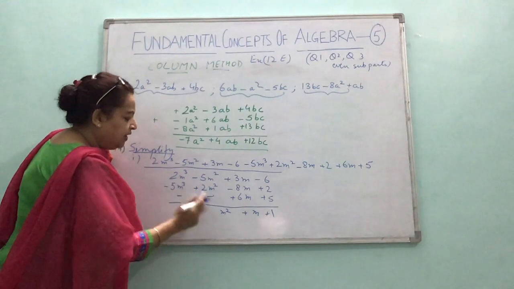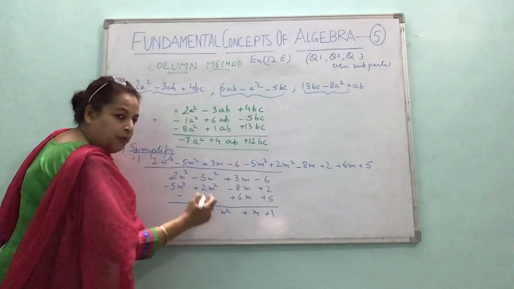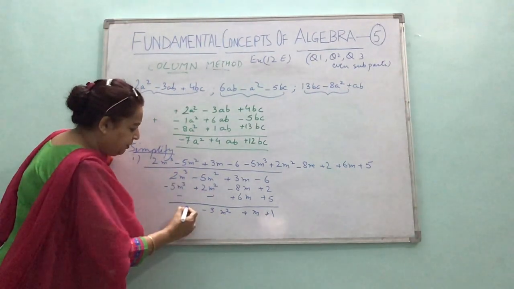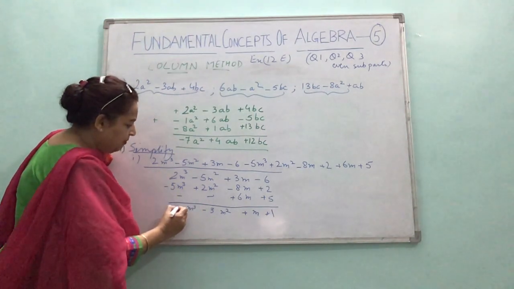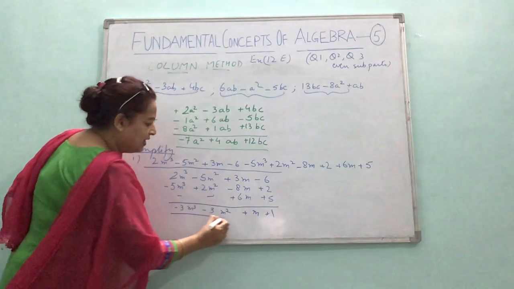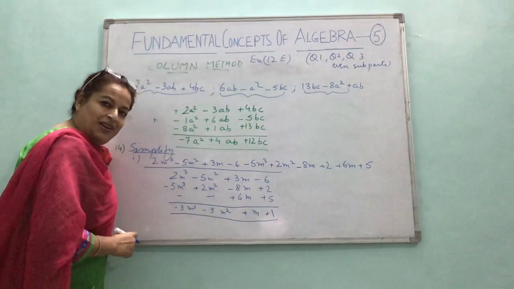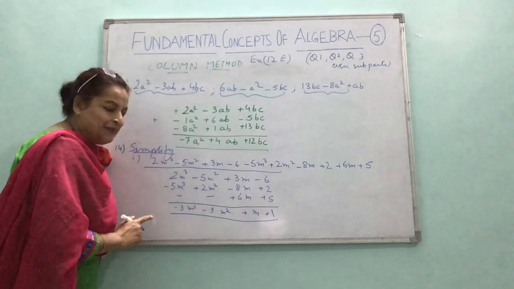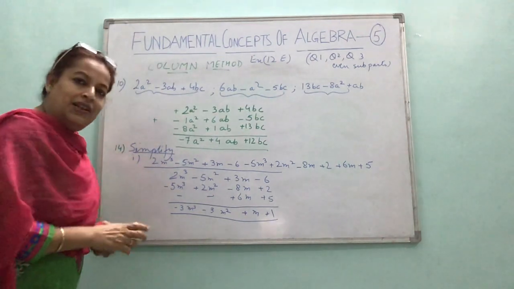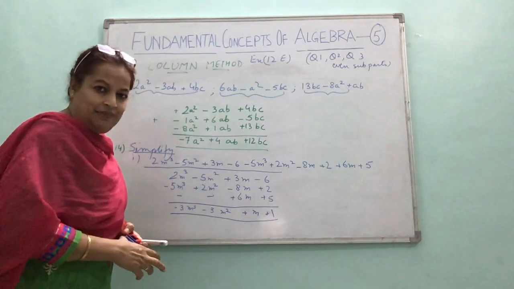Minus 5 plus 2, so minus 3. Opposite sign, we always subtract. M cube term: minus 5 plus 2, so minus 3. So this is the answer for this in the column method. Right? The same question, let's do by single line method.